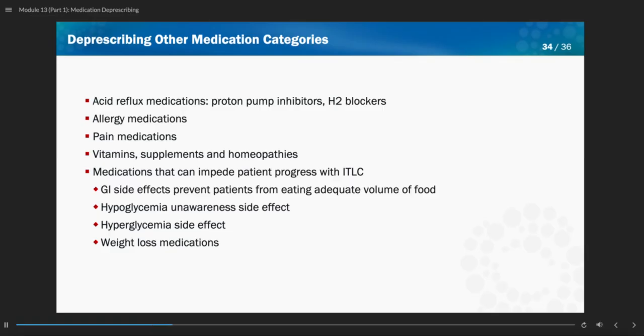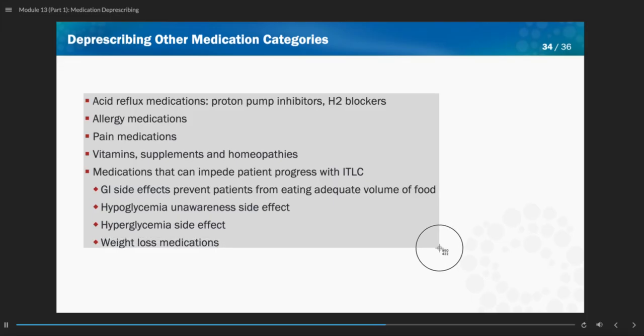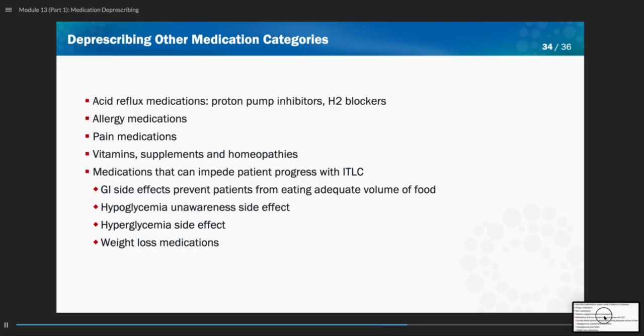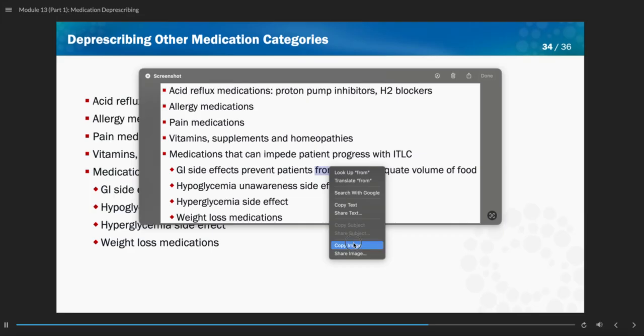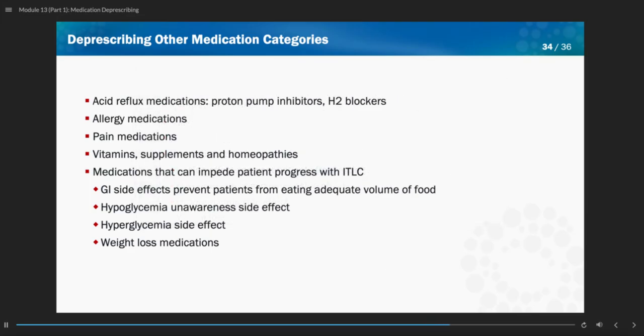We also have to consider, besides the medications that we need to deprescribe because they might no longer be needed, they might be causing harm, we also need to be looking at deprescribing medications that can impede a patient's progress with intensive lifestyle treatment. There are categories of medications that can cause some side effects that might prevent your patients from being able to eat enough volume of food with a whole food plant-based diet. There might be weight loss medications that we need to consider taking patients off of. There might be medications that have a side effect of either hyperglycemia or hypoglycemia unawareness.